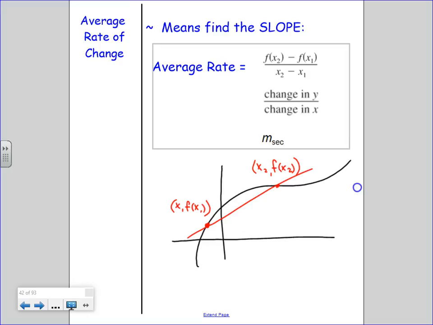Average rate of change, hang in there, means find the slope. Now, there's all this technical stuff in the sense of technically cutting through a graph, and that's why it's called average rate of change, because you're just looking at two different times and don't really know how the motion is happening in between. That's kind of calculus-y. We'll leave it till later. But average rate of change just means find the slope.